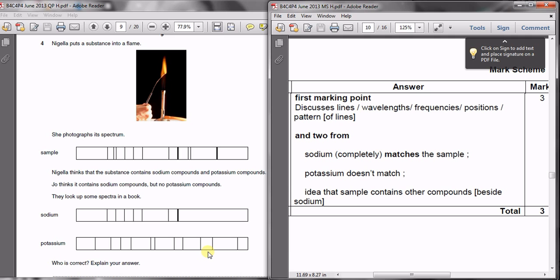Okay, to get the 3 marks, you need to say that the sodium completely matches what's in the sample, whereas the potassium spectrum doesn't match what's in the sample. And when you're talking about what is matching, you need to be talking about either lines or wavelengths or frequencies. That's what these lines represent. They represent the wavelength of light. So, a simple 3 mark answer, quite easy to get if you know what you're doing.